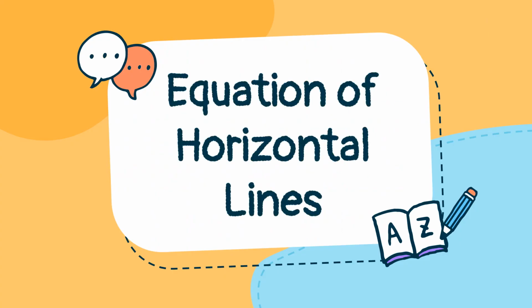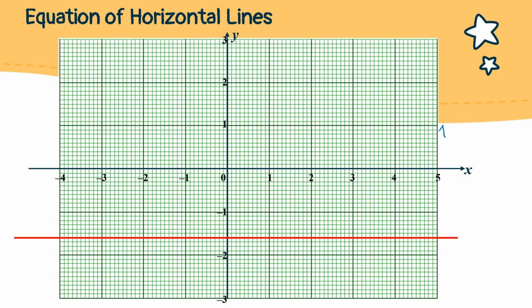We will now look at the equation of horizontal lines. So for every 10 lines, we have 1 unit. So for one line, we will have 1 divided by 10, that will be 0.1 units. So we will count the coordinates here: negative 1.1, negative 1.2, negative 1.3, negative 1.4, negative 1.5, and negative 1.6.